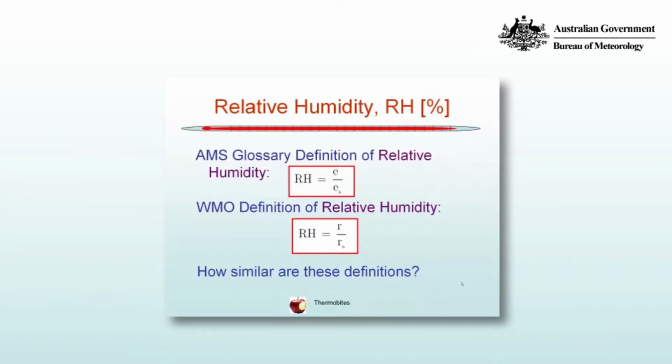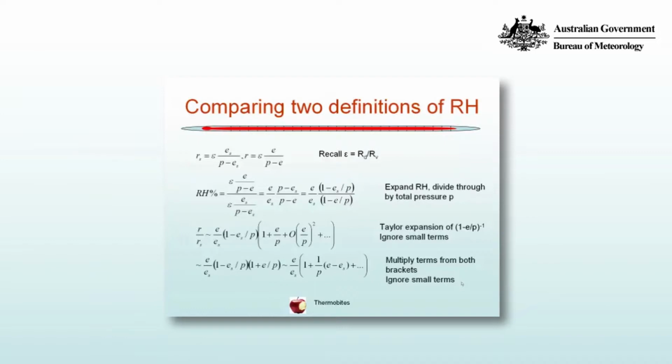However, there are two ways of defining relative humidity. The American Met Society glossary defines relative humidity as the ratio of the vapor pressures, whereas the World Meteorological Organization defines, as we've just done, the relative humidity as the ratio of the mixing ratios. So, how similar are these definitions? Does it really matter which one we use? Well, again, a little bit of maths, so if you need to stop the video and work this out, fine.